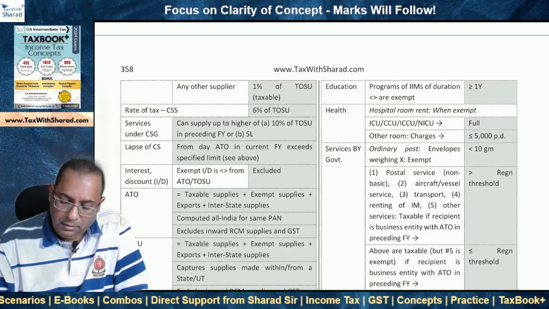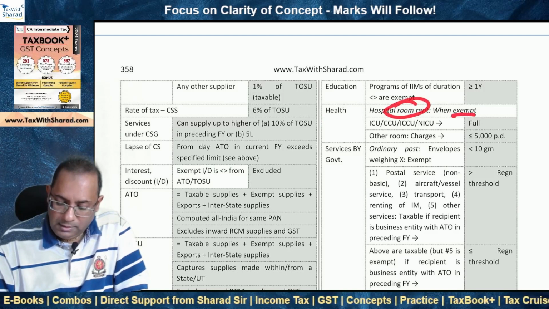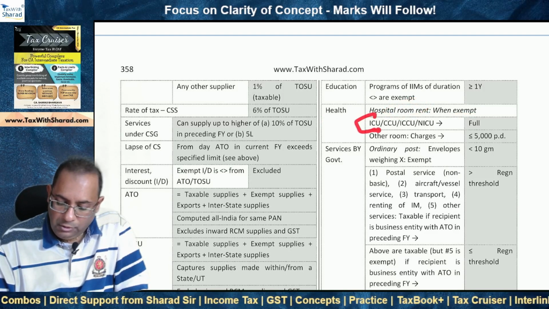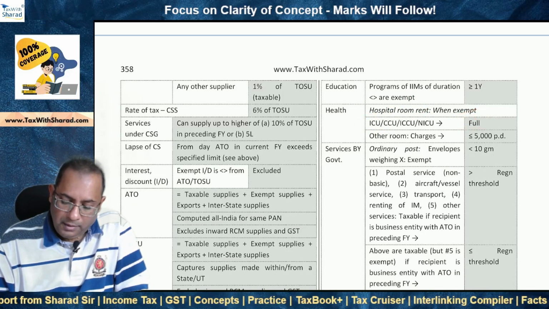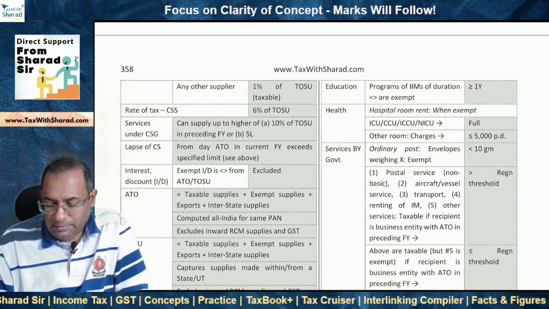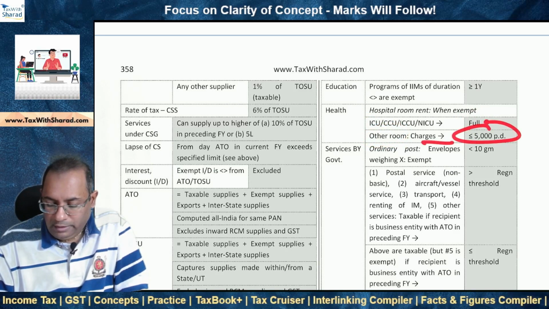In case of health, hospital room rent, when is this exempt? In case of ICU, CCU, ICCU and NICU, full exemption is provided. In case of other rooms, it is exempt when the charges are not more than 5,000 per day.